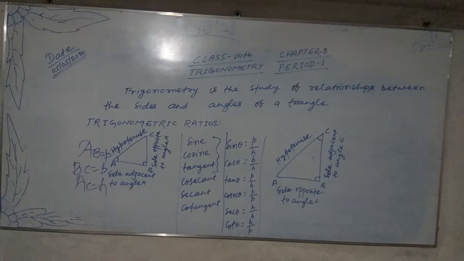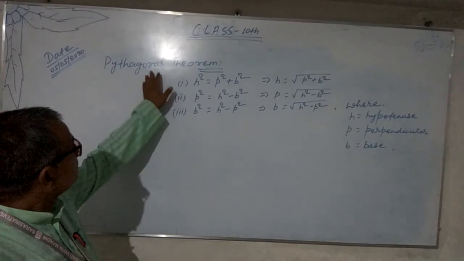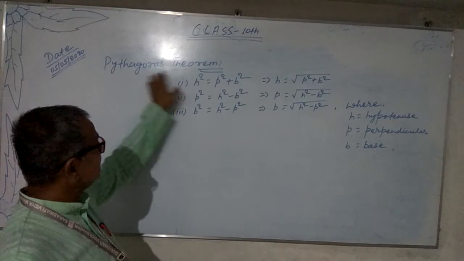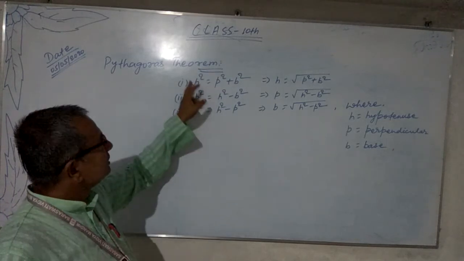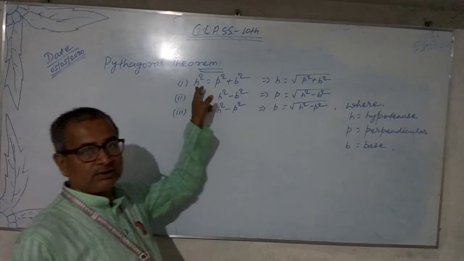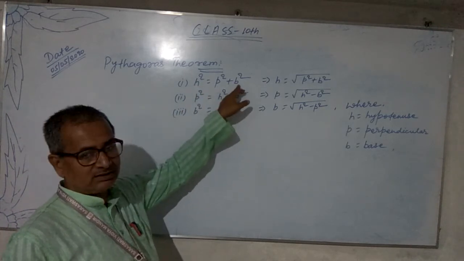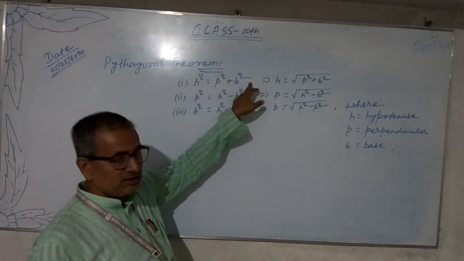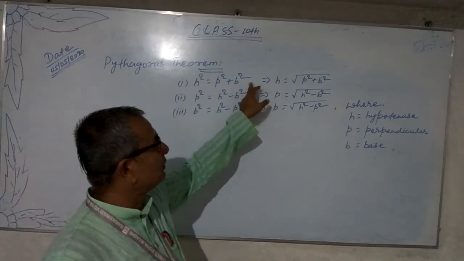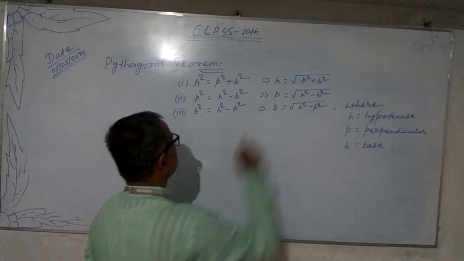We are familiar with this theorem, that is Pythagoras theorem. This theorem shows the relation between the hypotenuse, perpendicular and base. H square is equal to P square plus B square. Therefore, H is equal to root under P square plus B square.